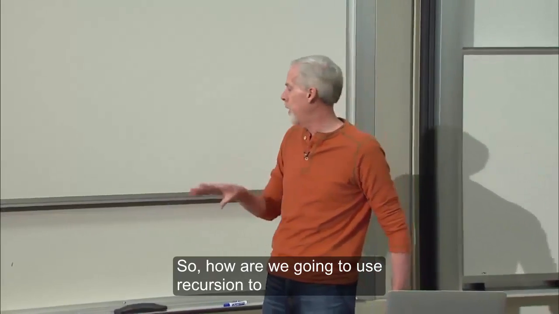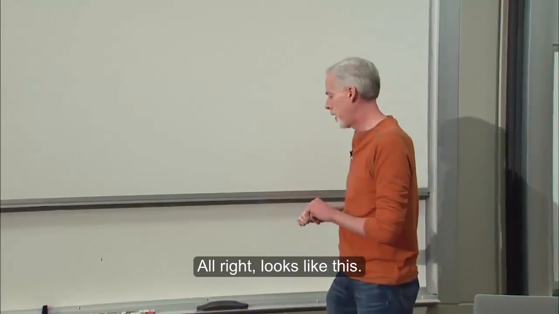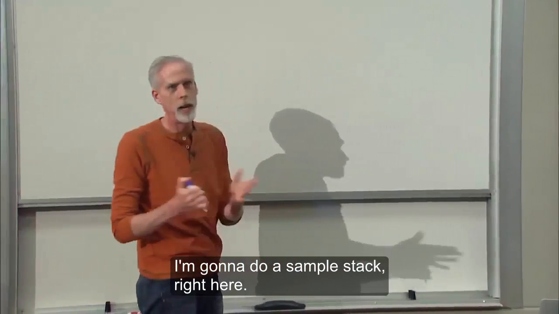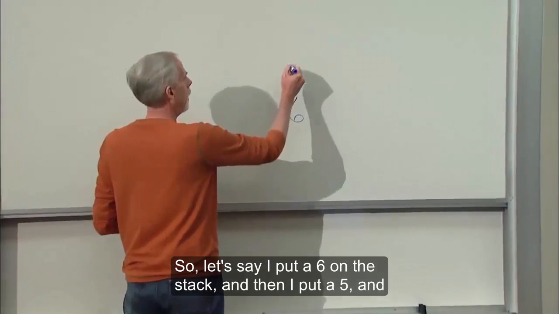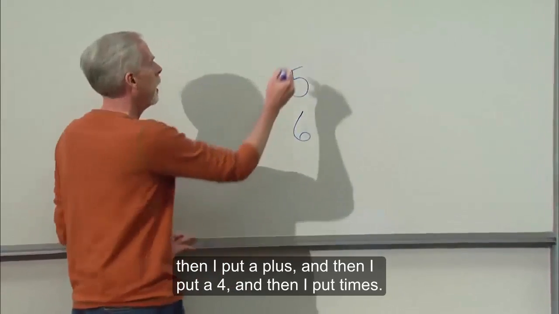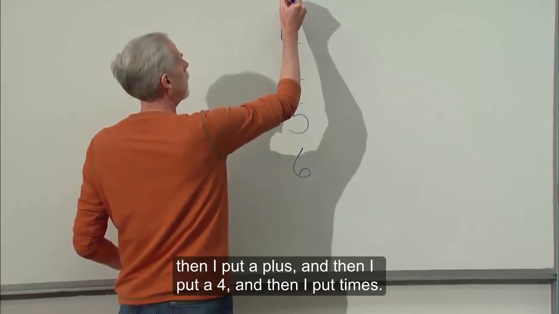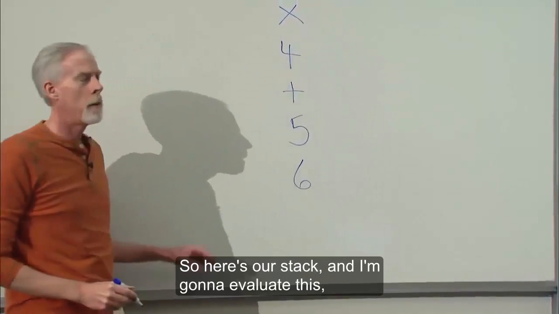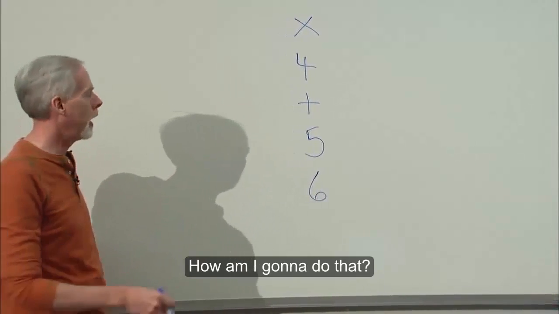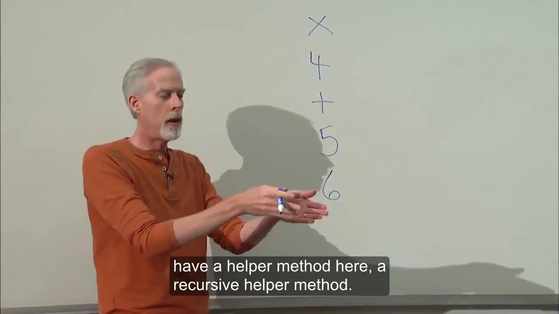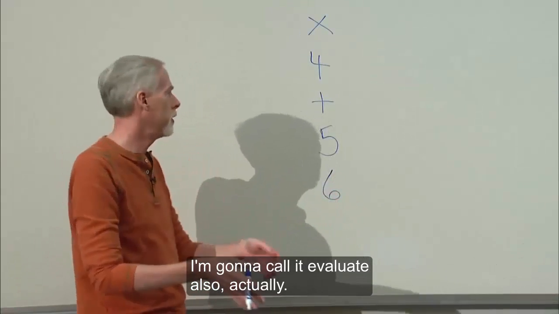So how are we going to use recursion to evaluate this stack? All right, looks like this. I'm going to do a sample stack right here. So let's say I put a 6 on the stack, and then I put a 5, then I put a plus, then I put a 4, then I put times. Okay, so here's our stack, and I'm going to evaluate this, and I'm going to use recursion. How am I going to do that? Well, what I'm going to do is have a helper method here, a recursive helper method. I'm going to call it evaluate also, actually.